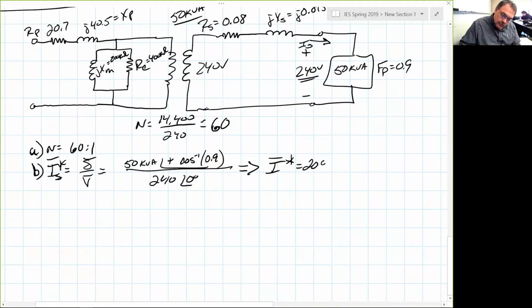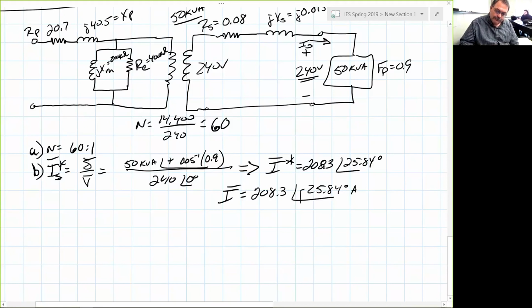208.3 at an angle of negative 25.84. So I_S is 208.3 at an angle of negative 25.84 degrees, amps, right? Yeah. Very good. Okay, good. There's the secondary current.